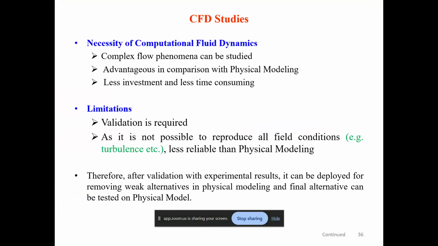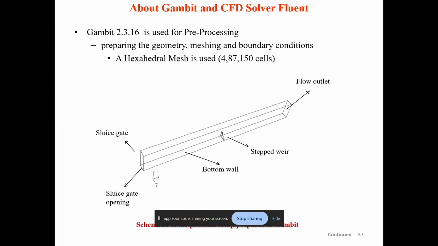Now, with the modern tools, of course, the physical model studies are not always economical, as they are very time consuming as well as resource consuming. So that's why we resort to the numerical model, that is CFD studies. Now this study was carried out long back, maybe in the year 2010 or 13. At that time we had used Gambit and the CFD solver, that is Fluent.